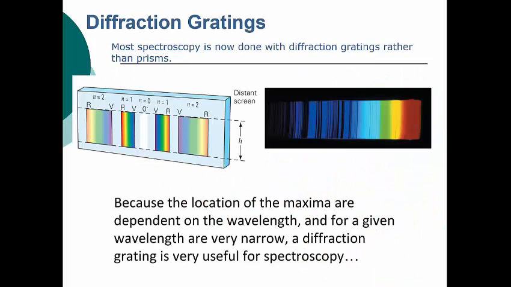In reality, when we do Young's double slit experiment, we don't use a double slit, we use a diffraction grating. Most spectroscopy is done using diffraction gratings. So it's dependent on the wavelength. Notice that right here we have just a close-up. It goes from the purple end to the red end. Remember that goes from 400 nanometers to 700 nanometers.